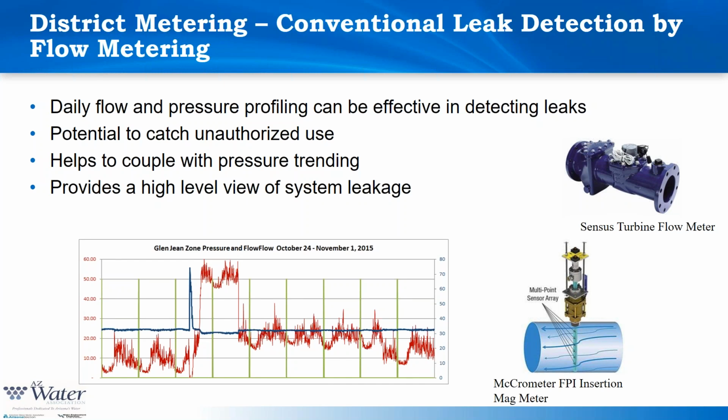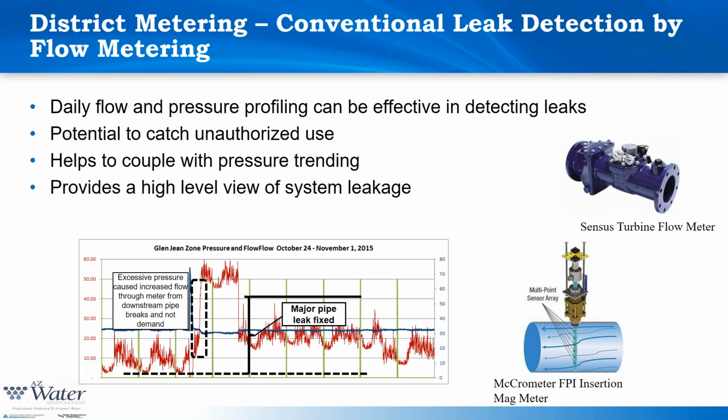Here, the blue line is the pressure, and the red line is the flow. What this tells us is an excessive pressure event caused an increase in flow through a meter, which is likely a pipe break. And you can see here's where they fixed the pipe leak, and here's where leaks continued.